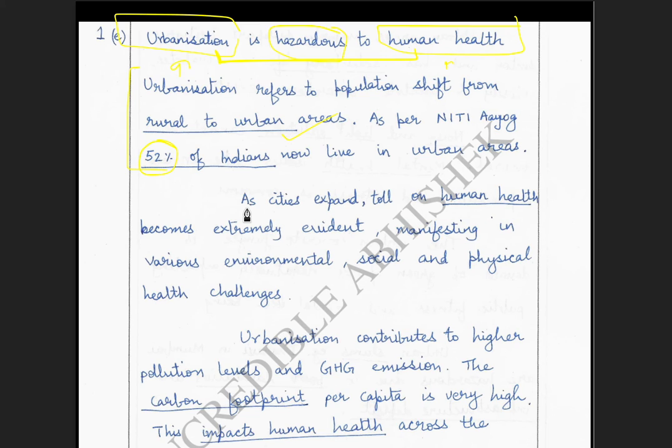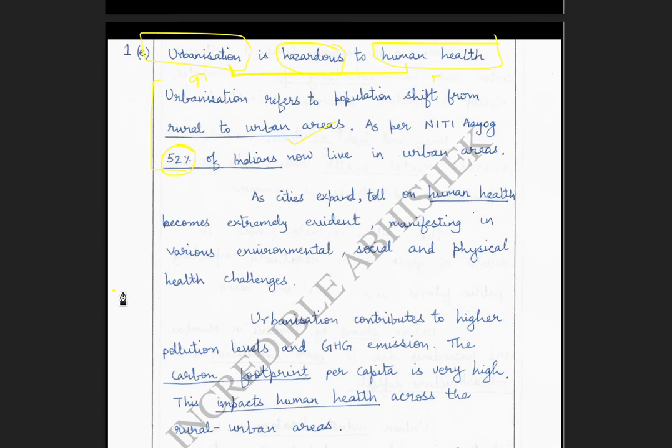Okay. As cities expand, toll on human health becomes extremely evident, manifesting in various issues, challenges. Now you see, this is the intro which he has written in 2 parts, in half a page. In the first part, he talked about urbanization. In the second part, he talked about human health. What are the 2 keywords? Urbanization, human health. He has discussed both of them.